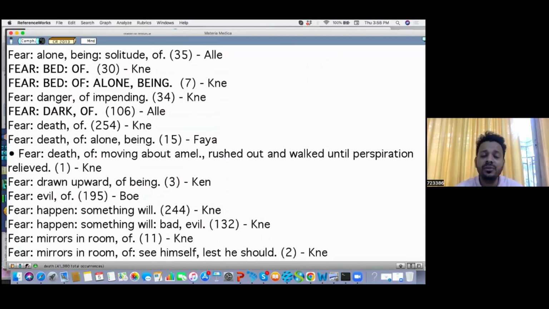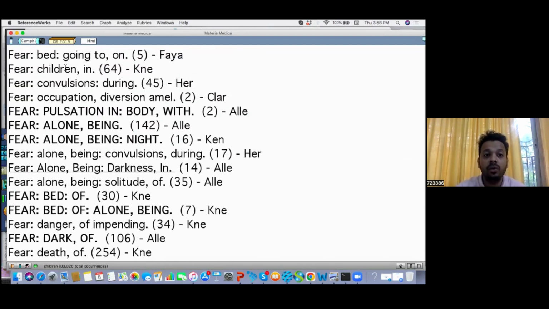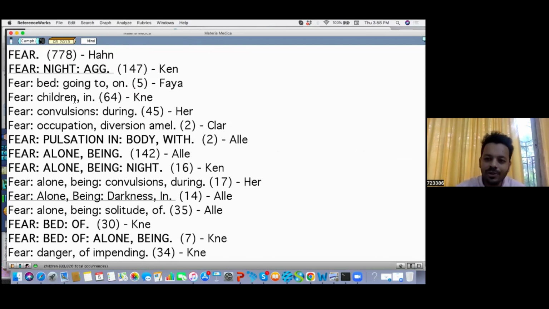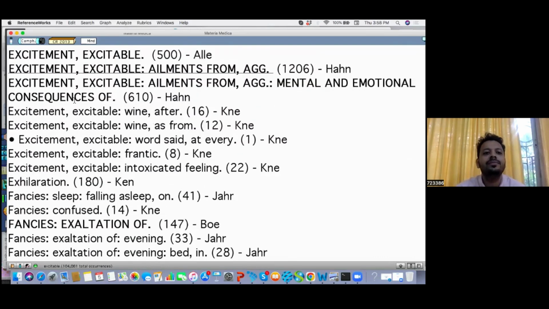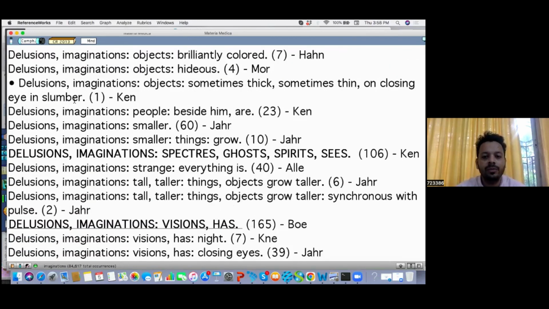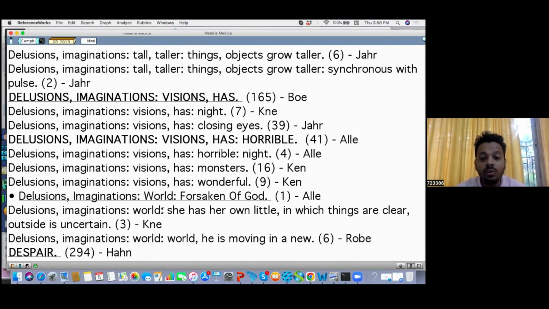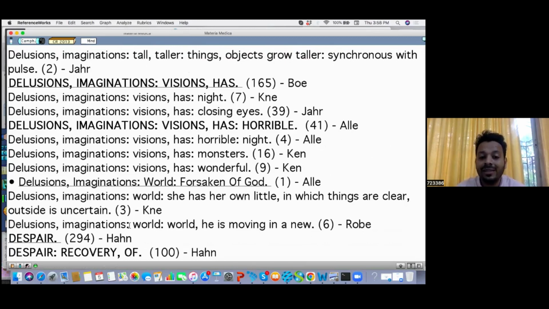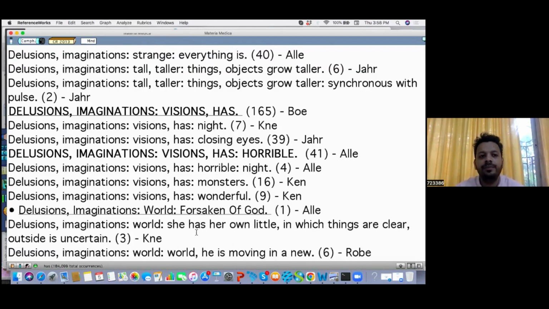A lot of fears. And the fears, if you read, may give you almost an experience of a remedy like Belladonna, Stramonium, Hyoscyamus. Have a look. Fear of death, being alone. Fear of evil. Fear of bed. Fear of dark. Fear of being alone. Fear of children. It almost gives the idea of Solanaceae. No? What's the difference? The difference is the rubric that I showed you. This delusion, she has her own little world in which things are clear. Outside is uncertain. And now she's scared of moving into a new world.